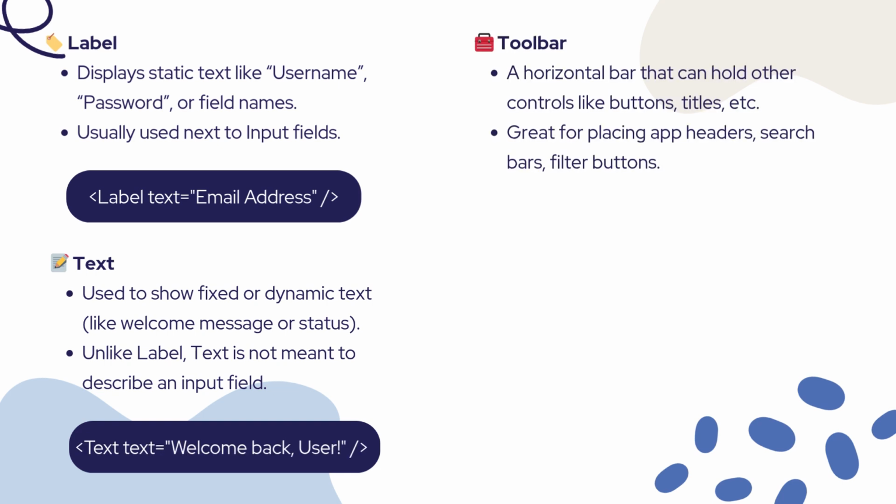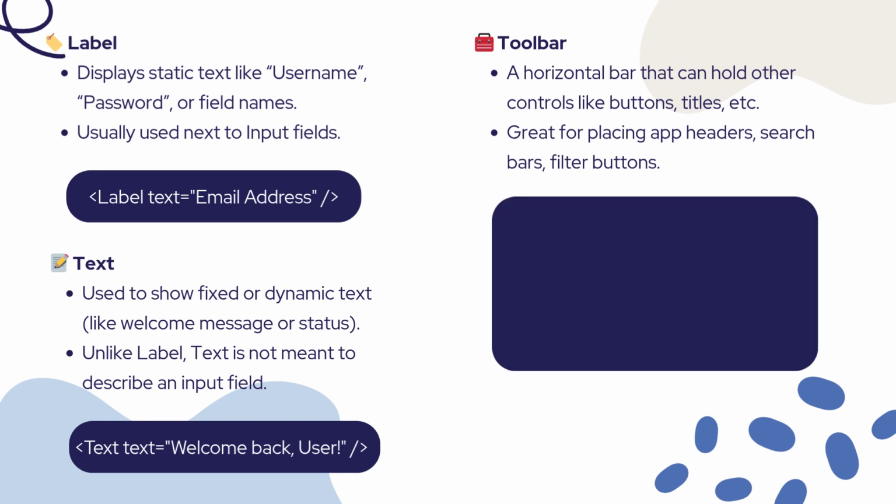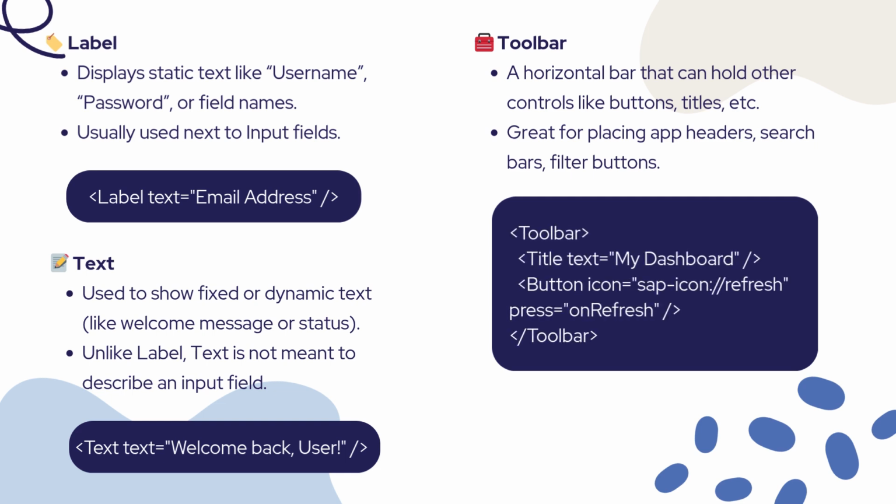Finally, the toolbar. This is a horizontal container that can hold things like titles, buttons, and icons. In the XML example, you can see it's great for app headers, filters, and quick actions.